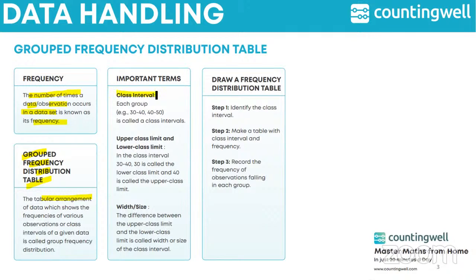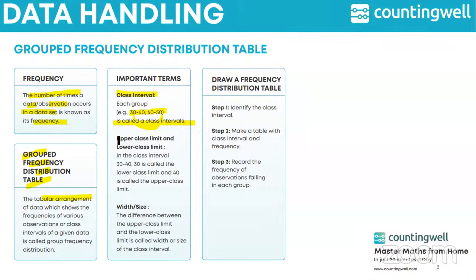Let us see some important terms included in this chapter, which is class interval. Each group, for example, 30 to 40, 40 to 50 is called a class interval. So if I have a set of observations lying between the values or the numbers 30 and 50, so in that case, I'll have two class intervals, 30 to 40 and 40 to 50.